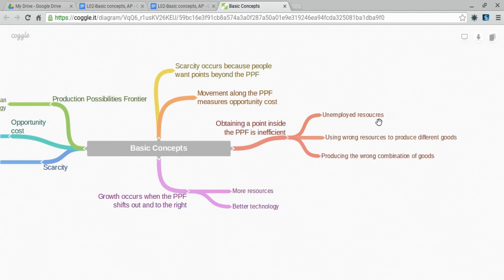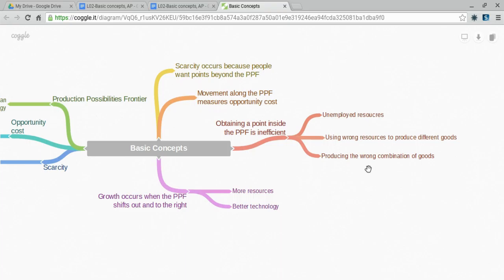A second way to be inefficient is to use the wrong resources to produce different goods. Using people who are good at teaching economics to build cars, and people who are good at building cars to teach economics would yield a point inside the production possibility frontier, just the same way as having unemployed resources would obtain a point inside of the frontier.